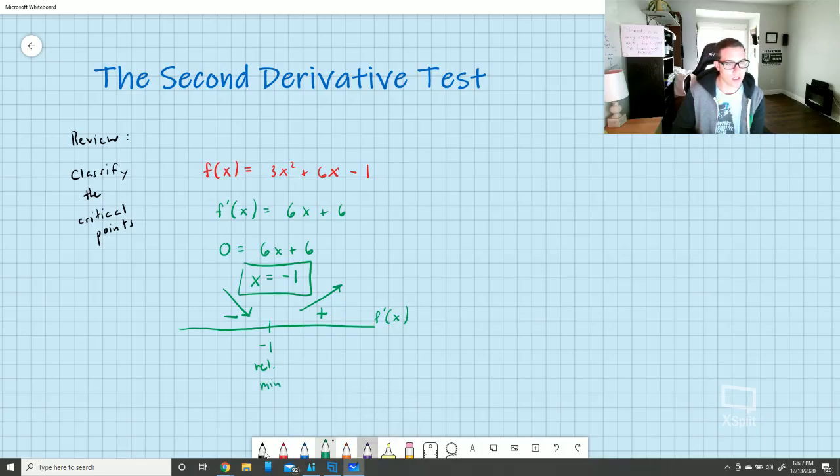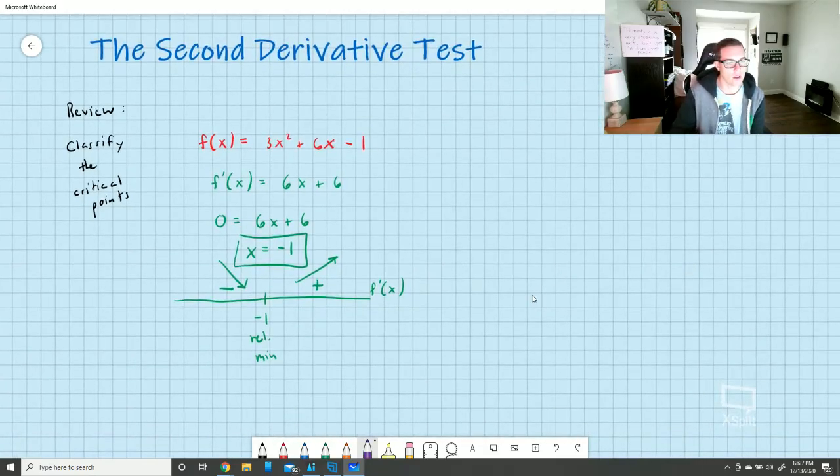Okay, this whole thing I just did right here was called the first derivative test, where we use the first derivative to determine what type of critical point it is. There's also something called the second derivative test, and it does the same thing. The second derivative test is also used to classify critical points. Here's how it works. Come back to the function. We've already found the first derivative. Find the second derivative. Second derivative is just 6.